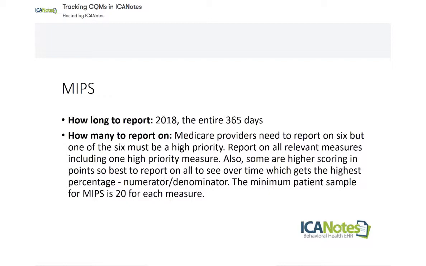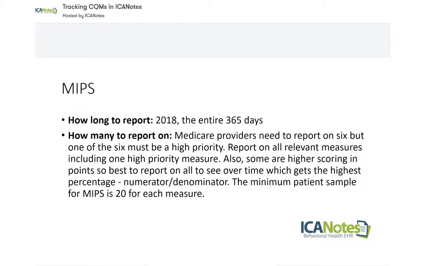As you can see with MIPS, Medicare providers need to report on 6 measures, but one of those 6 must be a high priority measure. Knowing that, in ICANotes we have covered you for that. We'll go over how you can report on not only those 5 other measures, but also on that 6th high priority measure. That's one of the things as far as MIPS.